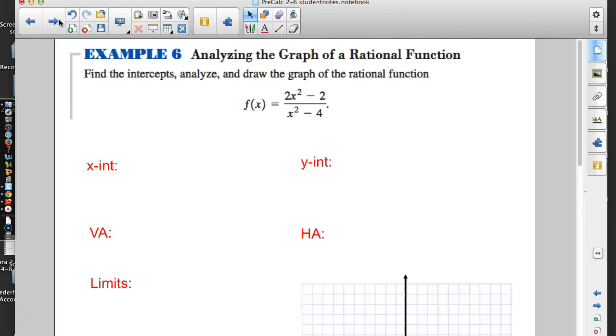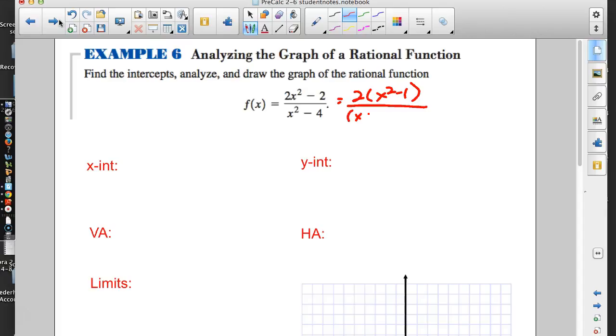We're going to do it again, and again, and again, and again. All right, find the intercepts, analyze, and draw the graph of the rational function. Well, this time, even the numerator is factored in. I'd want to do that. Denominator, difference of 2 squares. And we've got that difference of 2 squares thing going big time.